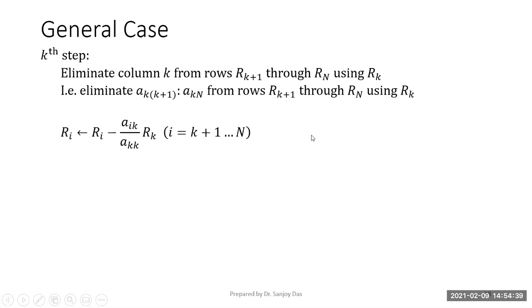Okay. I have an illustration which will make it even clearer. So what I'm doing is this. Ri is being replaced with Ri minus, this is the scale, Aik over Akk times Rk. In the kth step, I'm using Rk, and these Ris lie below row K, so i must be K plus 1 through N.